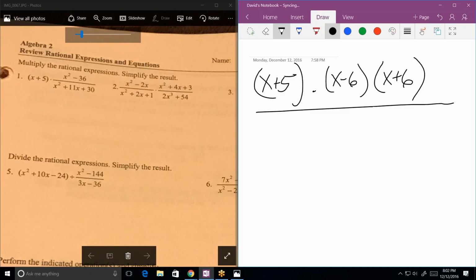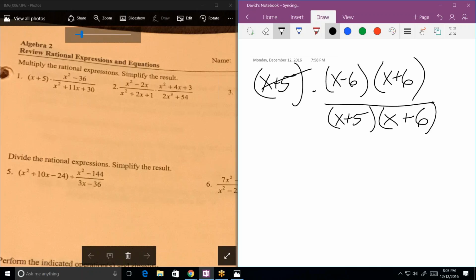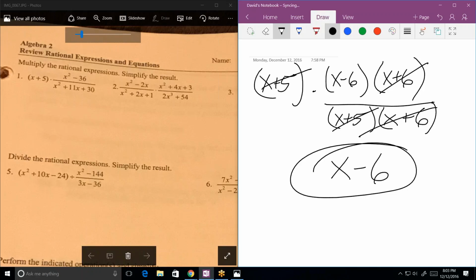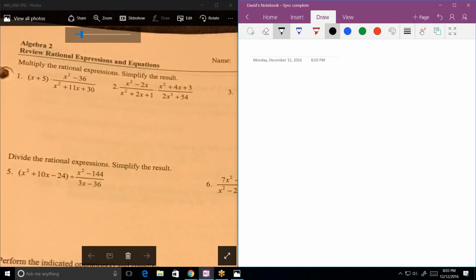Now your bottom, I don't need to draw the line all the way over. I can draw it just there. Factor the bottom, knowing that we're looking for these kinds of linear factors. x plus 5 and then x plus 6. It makes it easier to factor these things when you know what one of the factors has to be. And now you can just cross out like crazy, and you got your answer, x minus 6. Cool.